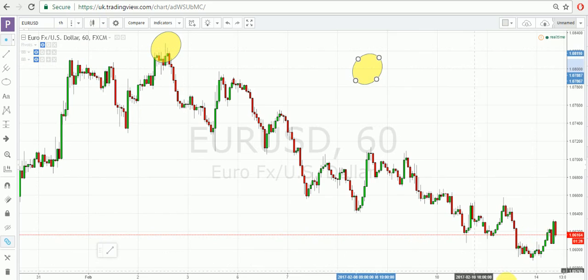So that's the first thing we look for. Is it moving from the top left hand corner to the bottom right hand corner? And as you can see, this one is a lovely trending market down to the right hand corner.